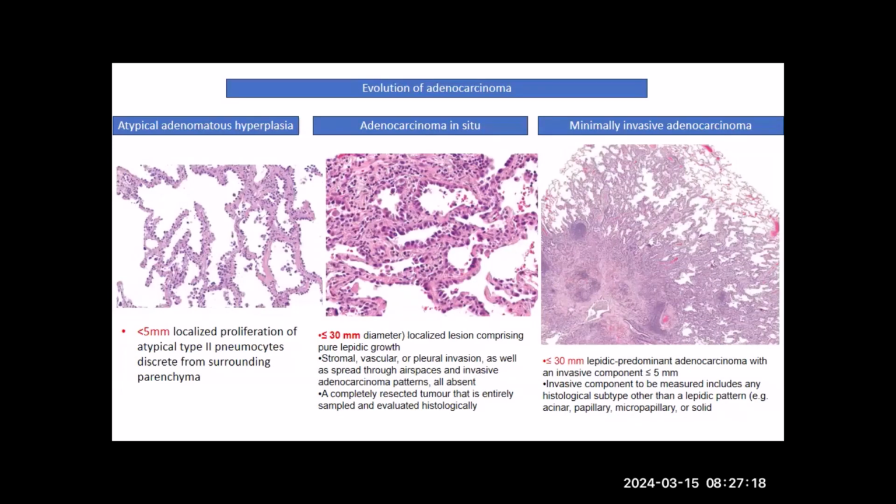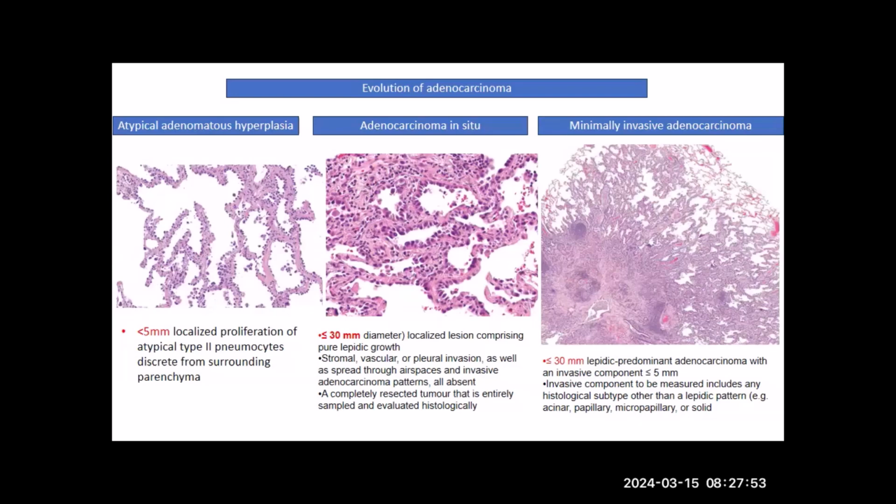When that atypical adenomatous hyperplasia progresses and the size increases to more than 5 millimeters, that is an adenocarcinoma in situ. You can compare these two entities: the cells lining the alveoli appear larger and darker. The nucleus is more hyperchromatic because there is more nucleochromatin and proliferation.